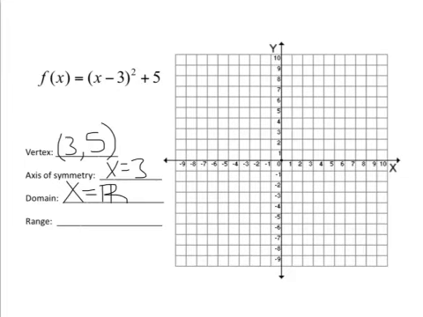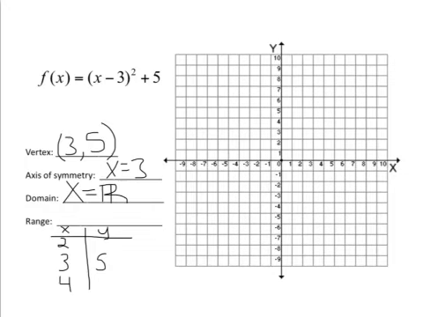One thing I forgot to put on here was a t-chart, so let's see if we can get a small t-chart in here and I can fit it. I know this one's going to be 3, 5. So my other numbers, I'm going to go one below 3, which is 2, and go one greater than 3, which is 4. This is x and y.